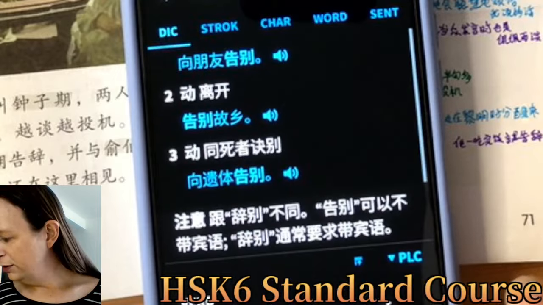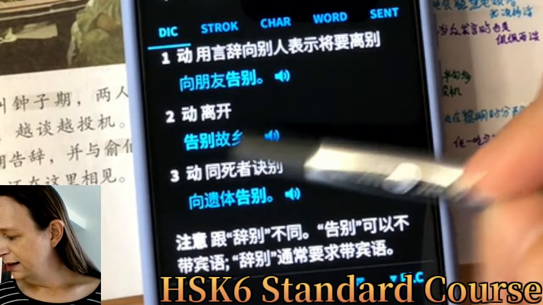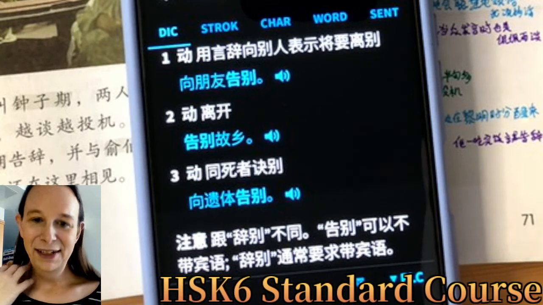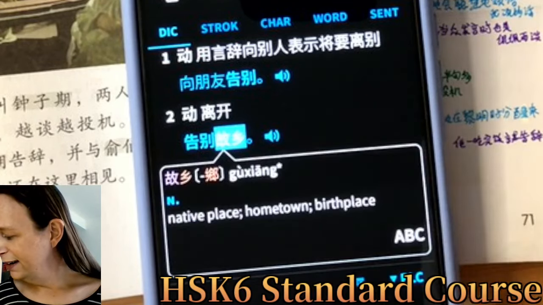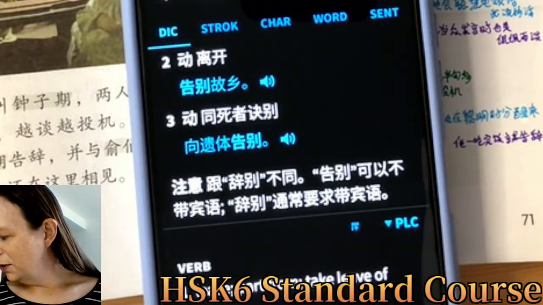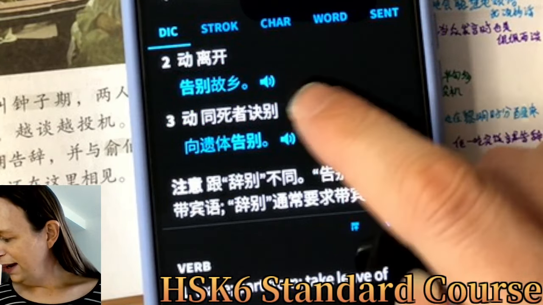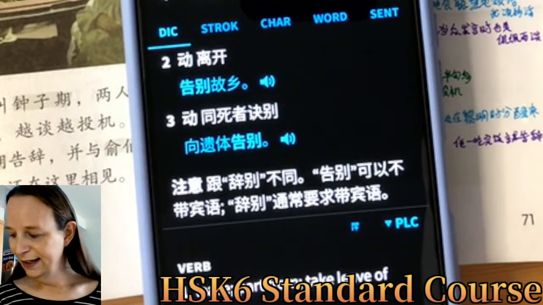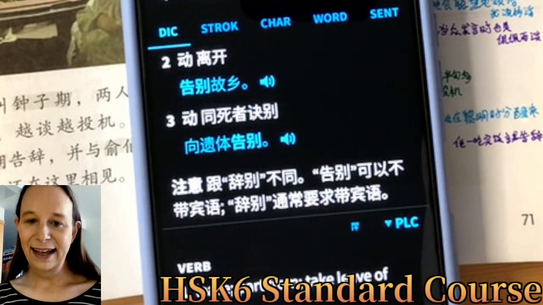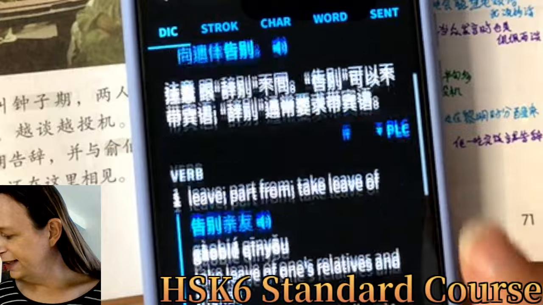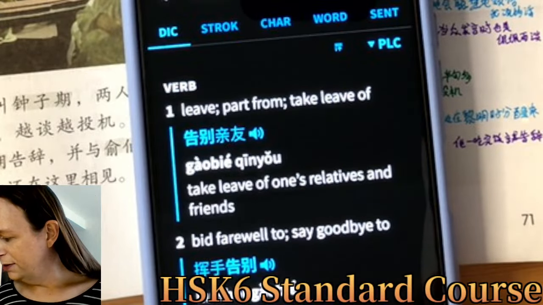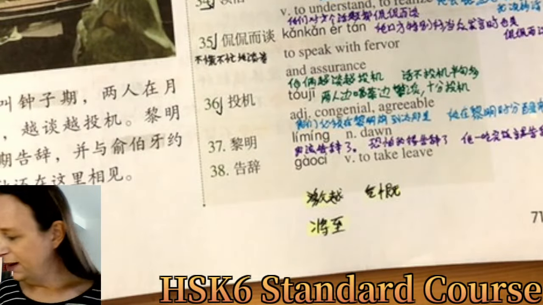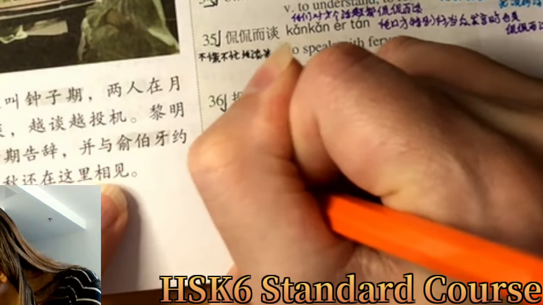向朋友告别. 告别旧乡. What's this? Oh, this is the figurative usage. It says say goodbye to your old village or your old stomping ground. 同死者诀别. Bid farewell. Okay. 向遗体. Alright, so this is like saying farewell to someone who is deceased. 告别亲友, say goodbye to one's friends. Yeah. Alright, let's might as well drop down 告别 here.